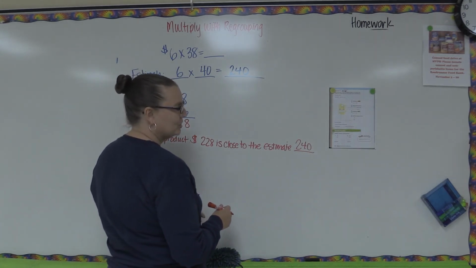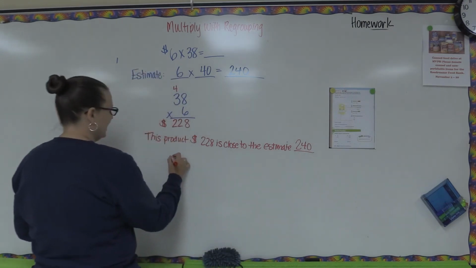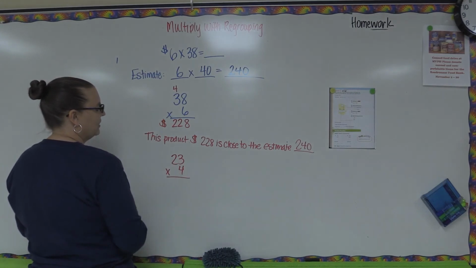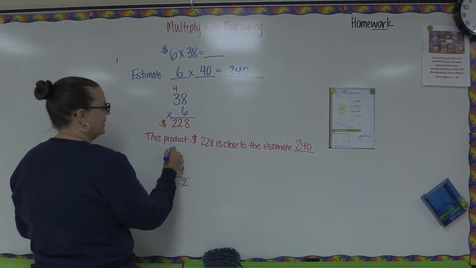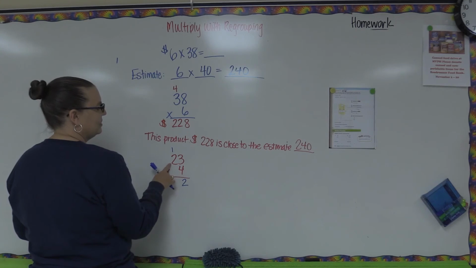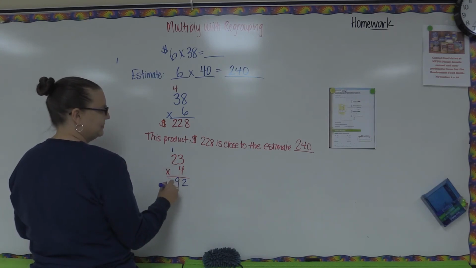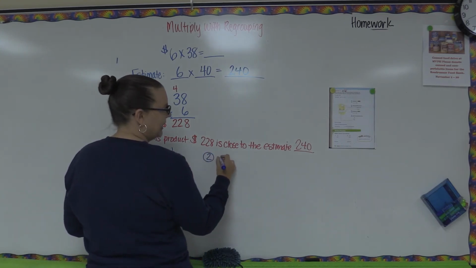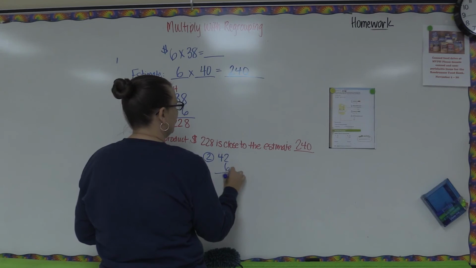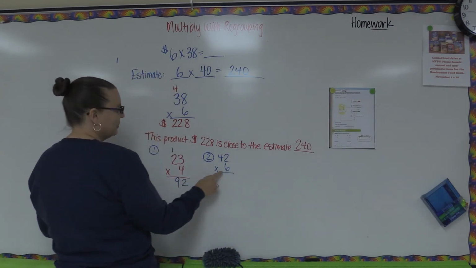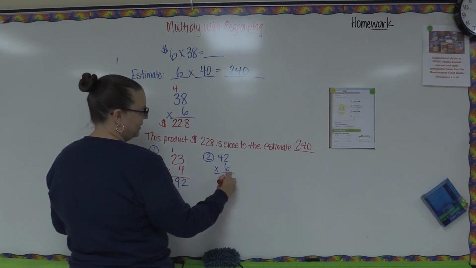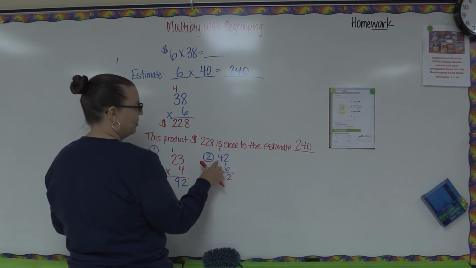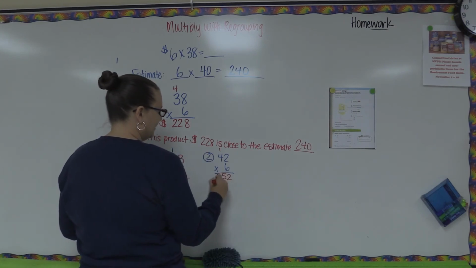Guided practice here is just some more practice. We have 23 times 4. We're going to follow those same steps. Multiply the ones first. 4 times 3 is 12. Carry my 1. 4 times 2 is 8, plus 1 is 9. So that's number 1 at the bottom. For number 2, we had 42 times 6. Same process. You always start with the ones. 6 times 2 is 12. Put your 2 there. Carry your 1 up. 4 times 6 is 24, plus 1 more is 25.